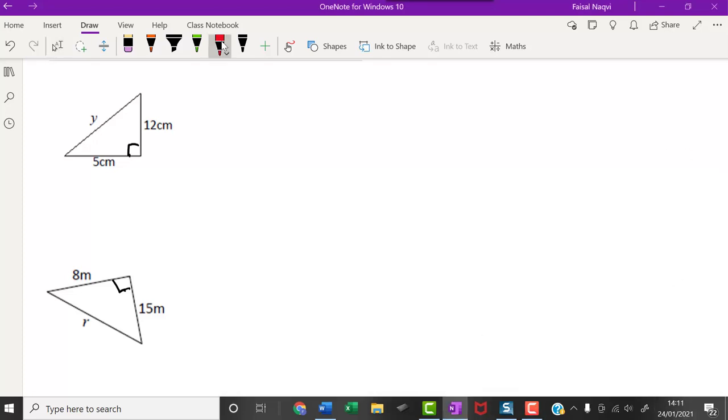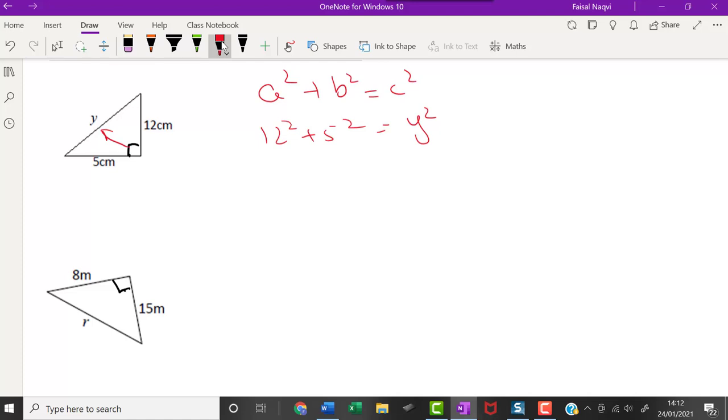I have to find side y. The first thing I've got to do is decide, is this a Pythagoras question? I have a right angle triangle, I have 2 sides, and I want the third side. So yes, it is a Pythagoras question. My Pythagoras' theorem, a squared plus b squared equals c squared. I've got to find my c, which is opposite the right angle, which is the y. So I'm going to have y squared. And then I'm going to have 12 squared plus 5 squared.